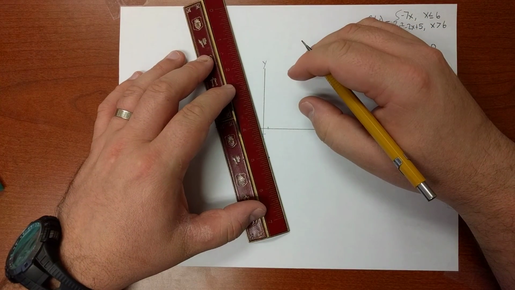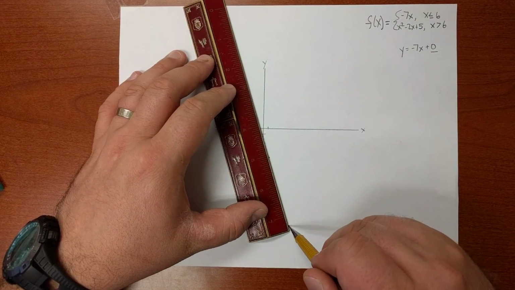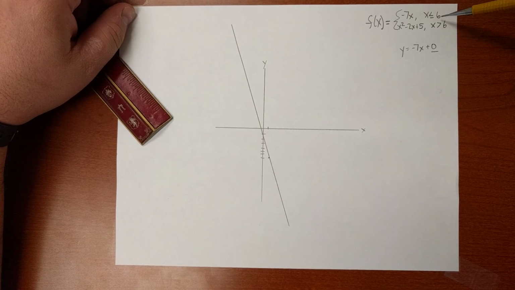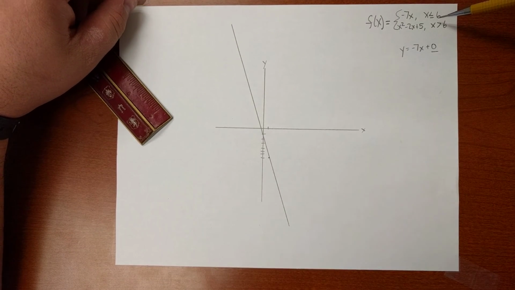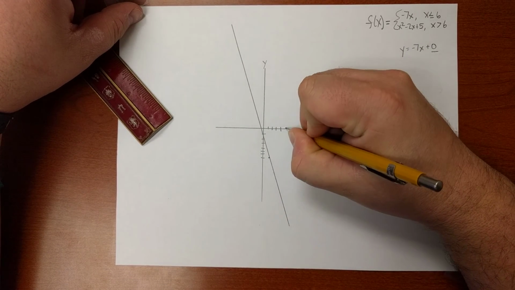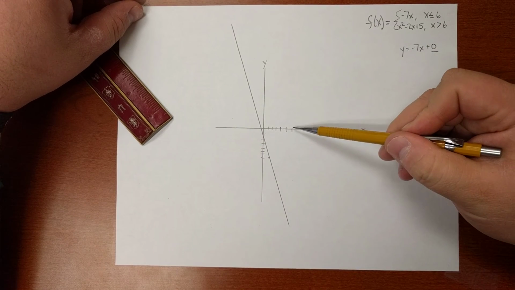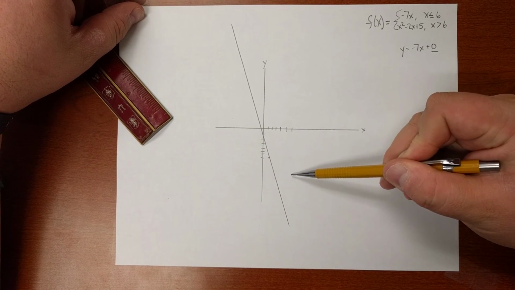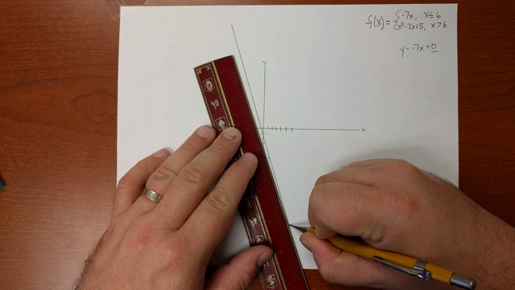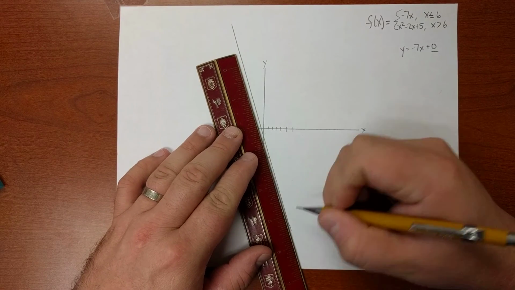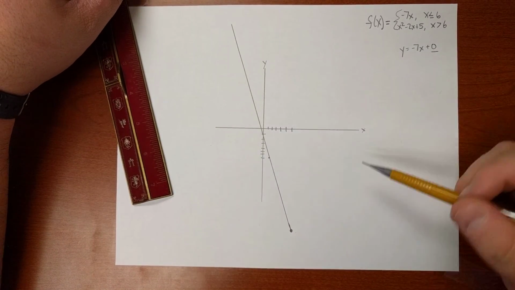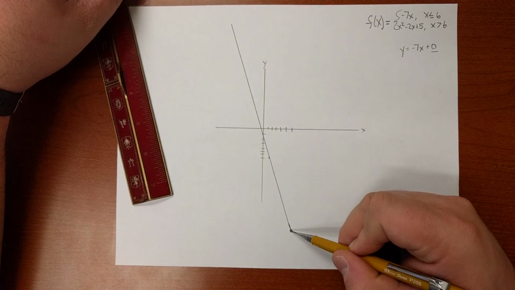Okay, so there is the line negative 7x. Now this says only if x is less than or equal to 6. So 1, 2, 3, 4, 5, 6. We only graph that line to the left of x equals 6. So maybe I need to go a little bit further. And then put a closed dot there to signify that f of 6 is down here.